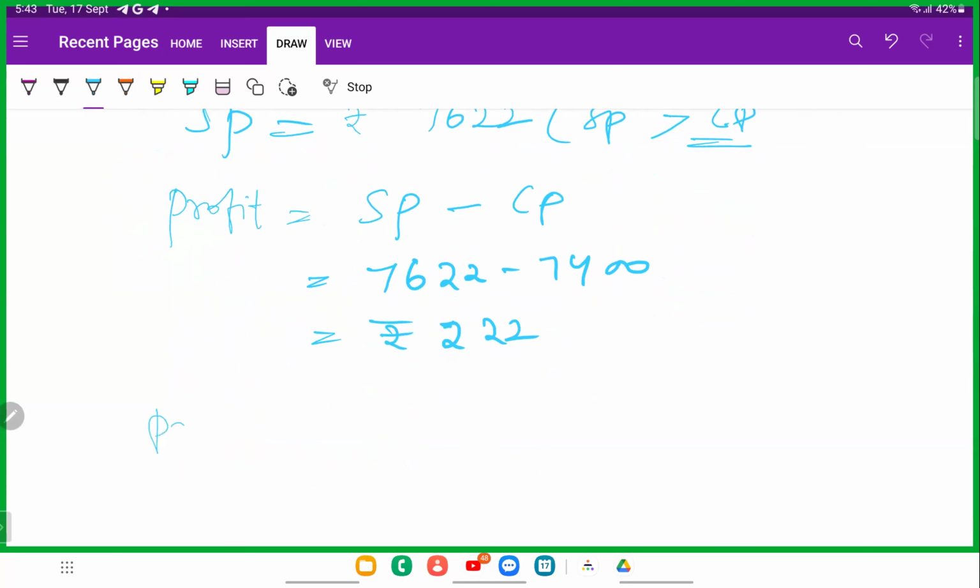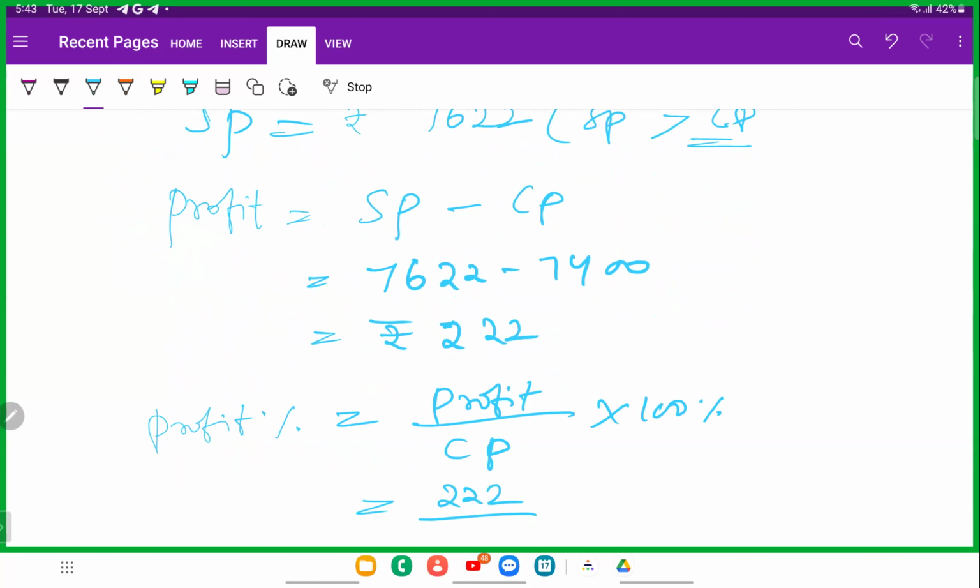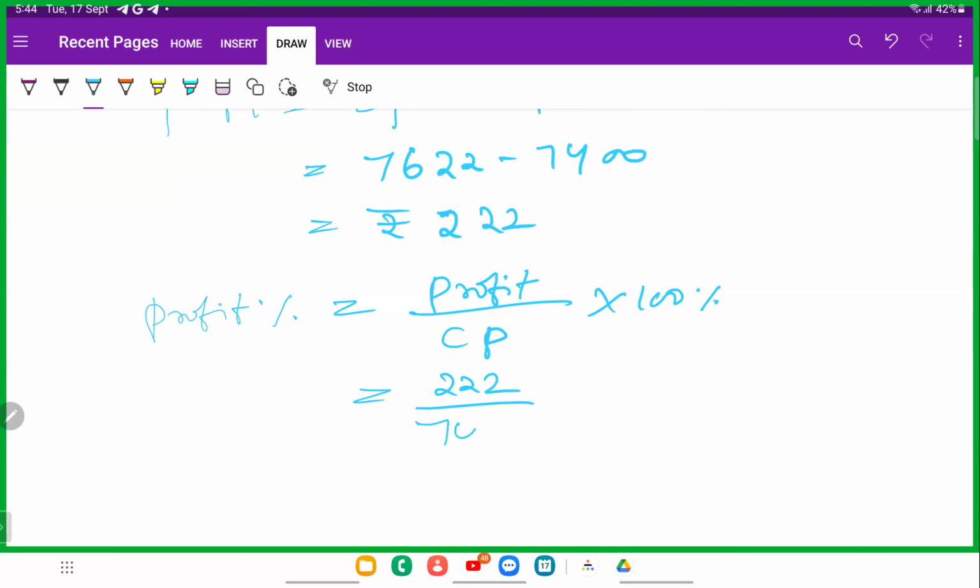So profit percentage is equal to profit by cost price into 100. Cost price is 7,400. That percent will be the answer for this. Gautam Krishna correct, Pranav correct, Gagana correct. Sai Karthik Reddy wrong.